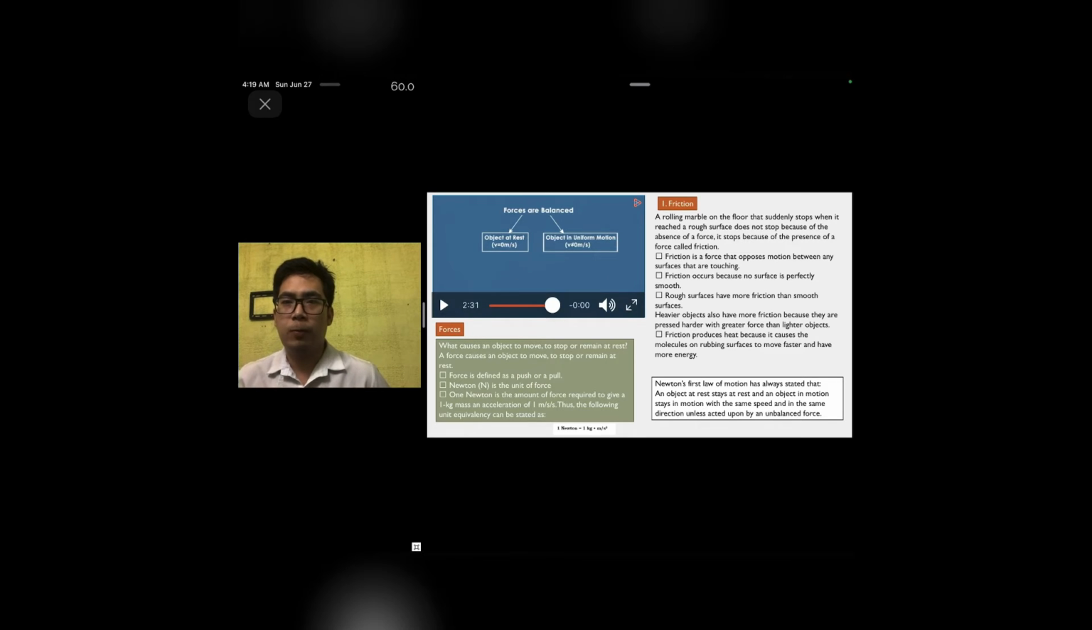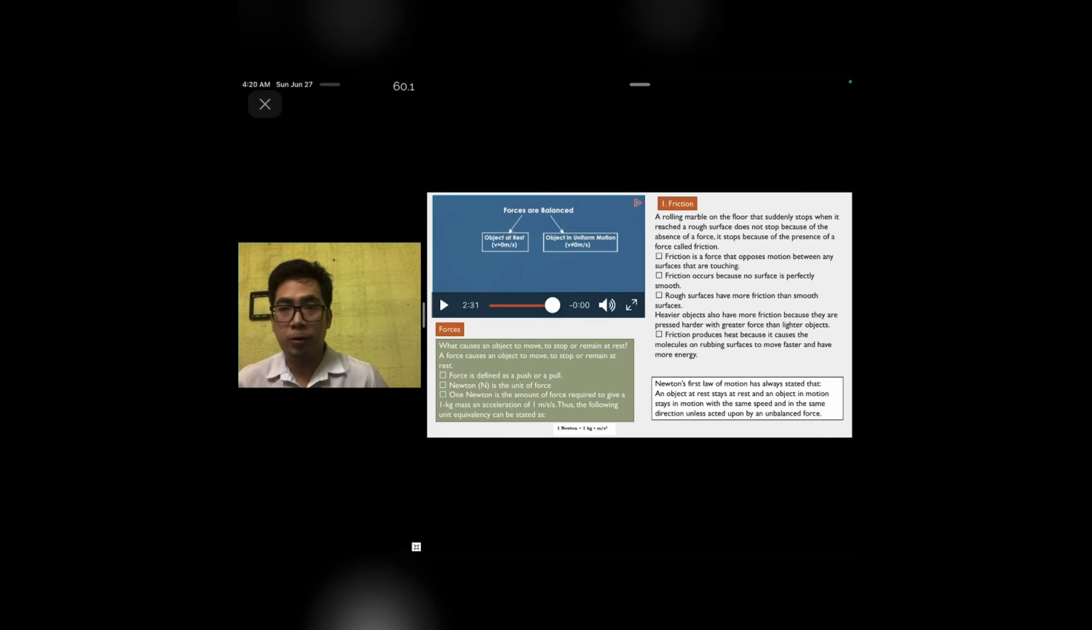By the definition of force according to Sir Isaac Newton, what causes an object to move, to stop or remain at rest? A force causes an object to move, to stop or remain at rest. First, force is defined as a push or pull.